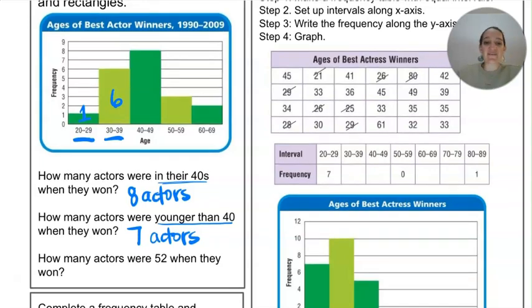How many actors were 52 when they won? Could we answer that question? No. So there are some drawbacks to histograms, and one is you can't get too specific. All I know is that there were 3 people who were in their 50s, but I don't know if they were 52 or 59 or 50, so I can't answer that. So some information we don't get from histograms, but we can get a lot of information, okay?